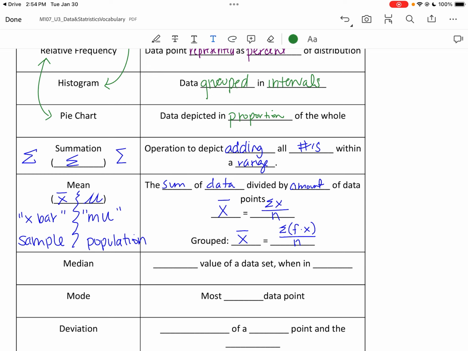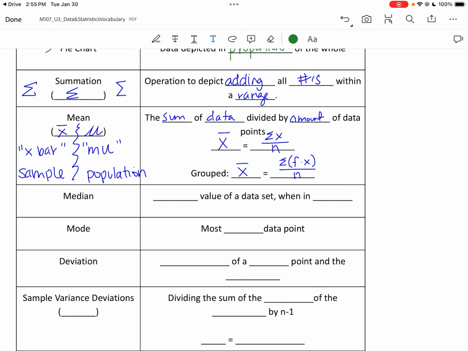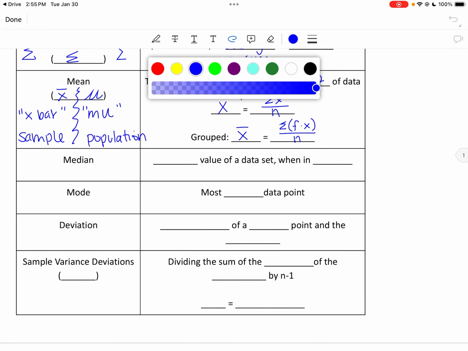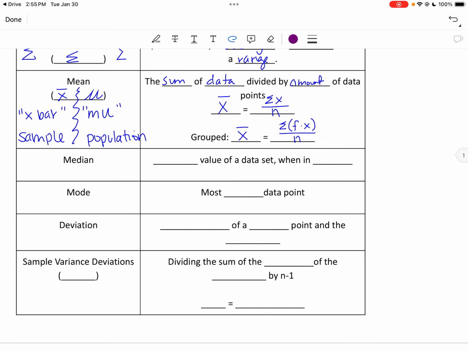So those are two of our notation pieces, but then we've got a couple other different mathematical terms that we look at. So we've got median, which is your middle value when in order. Okay, we were talking about that last week. The mode is your most often data point. And so we will be focusing on mean, median, and modes this week.